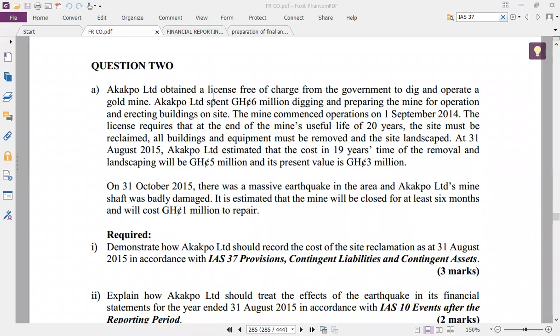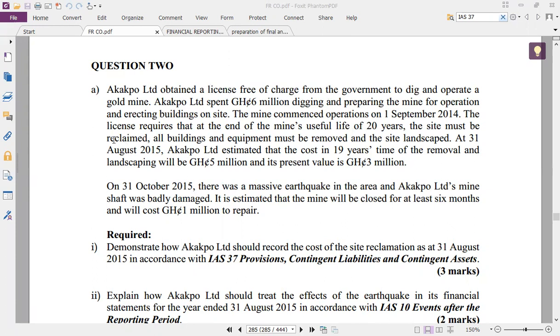Okay, let's start. A couple limited obtained a license from the government to dig and operate a gold mine. A couple limited spent 6 million digging and preparing the mine for operation and erecting buildings on site. The mine commenced operation on 1st September 2014. The license required that at the end of the mine's useful life, 20 years, the site must be reclaimed.